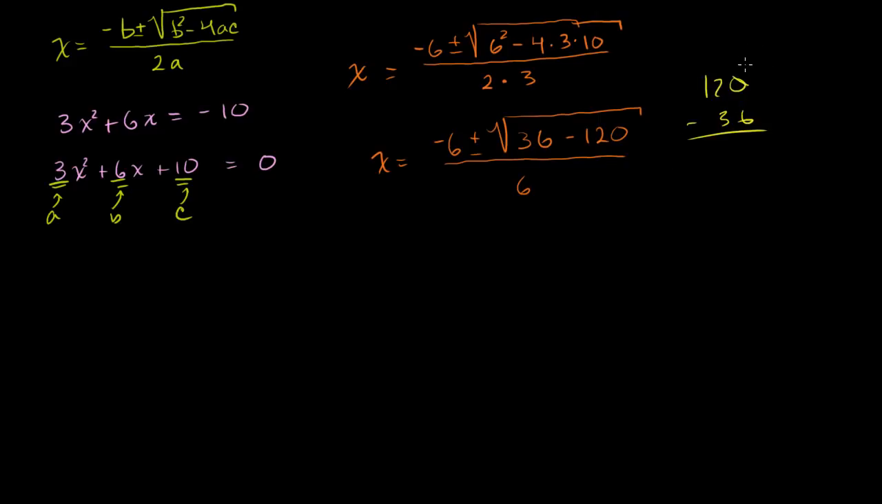We make this into a 10, then this will become an 11. This is a 4. It is 84. So this is going to be equal to negative 6 plus or minus the square root of, but not positive 84. That's if it's 120 minus 36. We have 36 minus 120. It's going to be negative 84. Negative 84. All of that over 6.